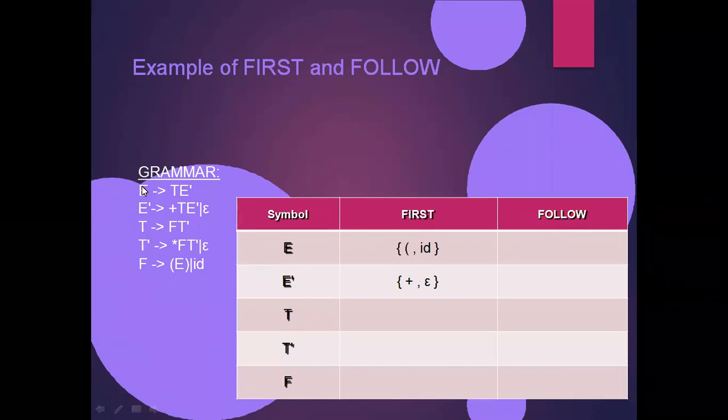And then first of T, we already constructed the first of T. At the time of constructing the E, there we get a T, and at the time of constructing T, there we get an F. So for the F, where we get an output, this one, open parenthesis, comma, ID. So for the T, the same output.